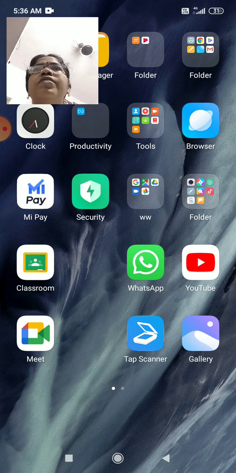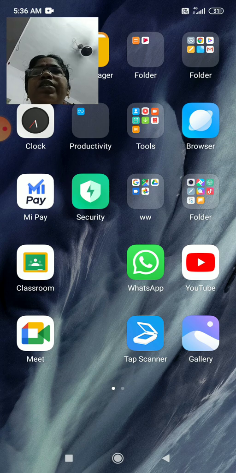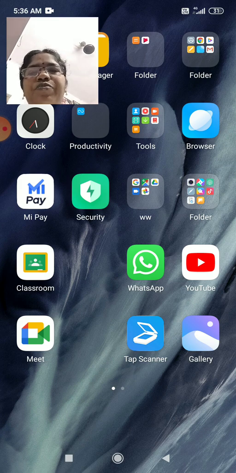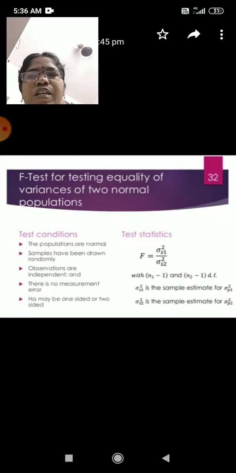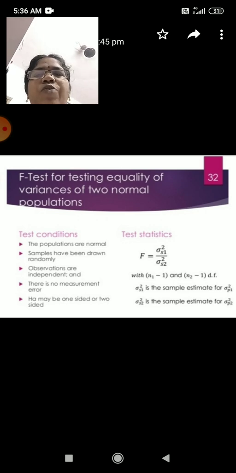Today we see statistics for management, the F-test problem. Here is the F-test for testing equality of variances of two normal populations. We have to find the variances of two normal populations.